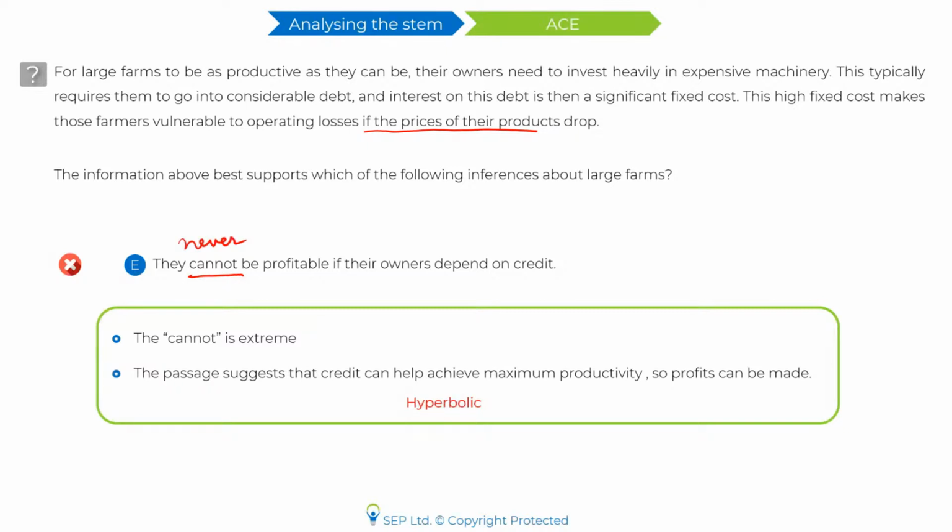So, Jaydeep, A is saying there can be. So, there is a possibility there. And we are not saying it can be highly productive without being profitable only if the prices drop. But definitely, there is one scenario here.